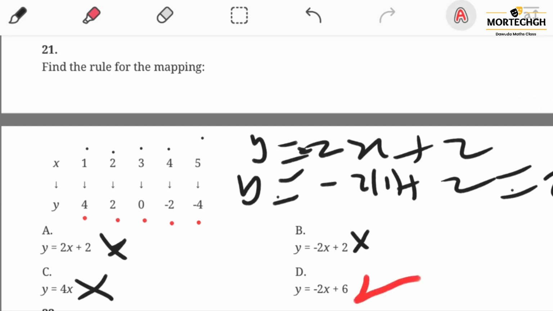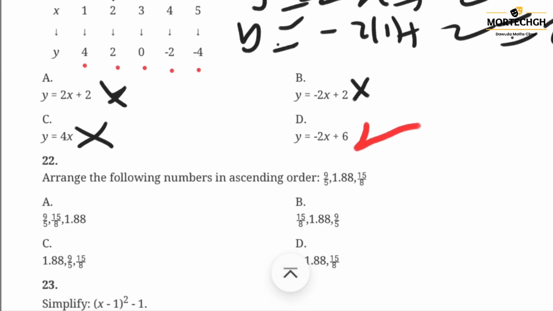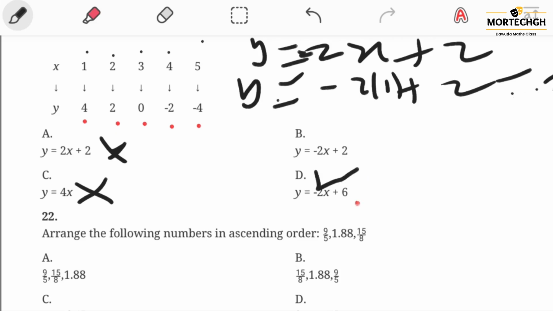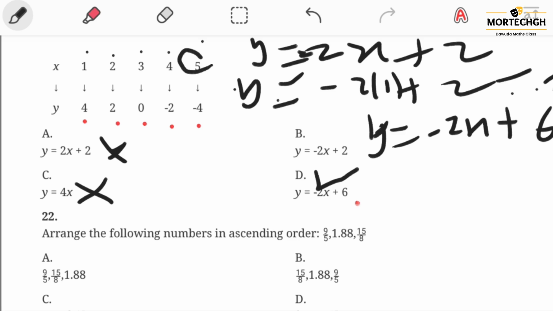Right? Let's prove it. When you pick any value at all, for example, let's pick x is equal to 4. So this is the equation. Let me scroll down. This is the equation: y is equal to -2x plus 6. That is the equation. So you can take any value of x and you get the corresponding y. Let's consider the last one, which is 5. So we expected to get -4 as the answer.